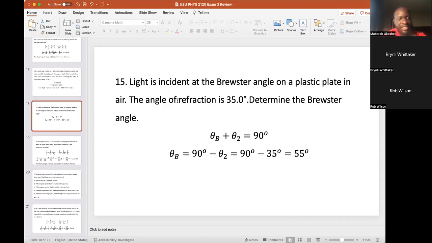Number 15, light is incident at the Brewster angle on a plastic plate in the air. The angle of refraction is this, that's theta 2. Determine the Brewster angle. So theta Brewster plus the refracting angle theta 2 equals 90 degrees is an equation we can derive, and you can find in your text the derivation. So from here, you can just get the Brewster angle to be 90 degrees minus the angle of refraction. 90 minus 35, that just gives you 55 degrees immediately.